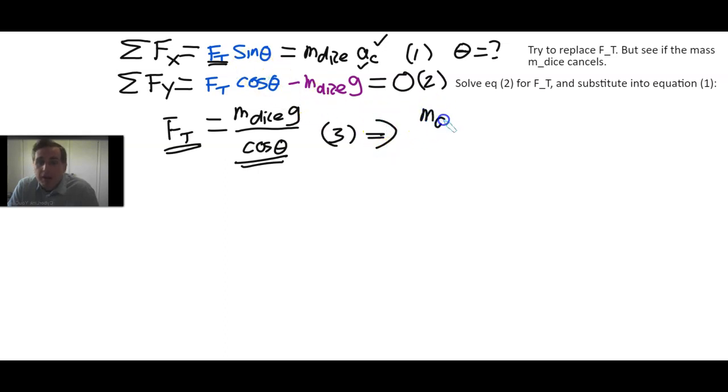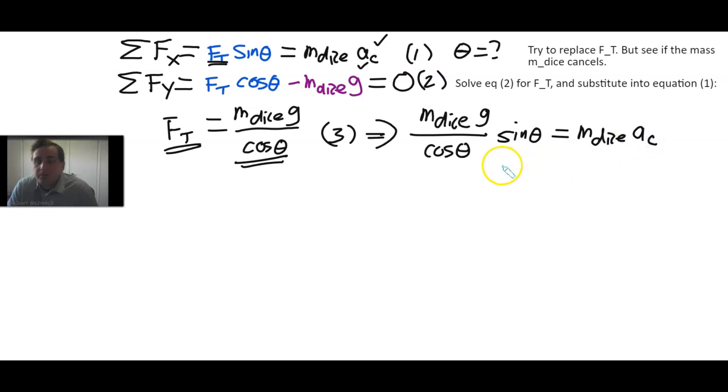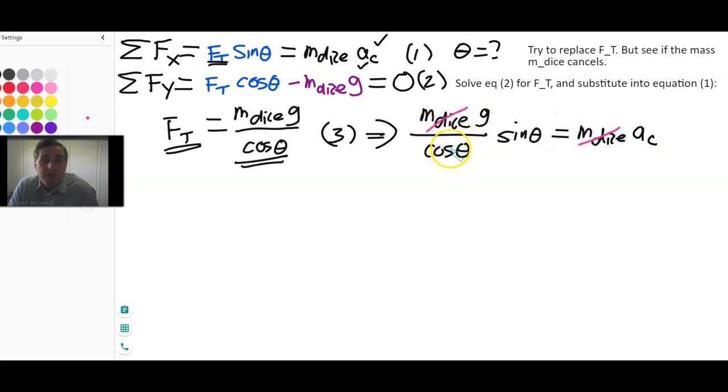So this is what we get. We get m dice times g over cosine theta times the sine of theta, and that should equal m dice times the centripetal acceleration. Now here's where some magic starts to happen. Look at this m dice. See how it's on both sides? Everything's multiplied here, so I think we can just cancel it. We don't know the mass of the dice, and we don't need to know it.